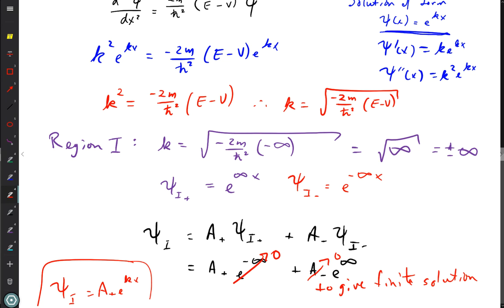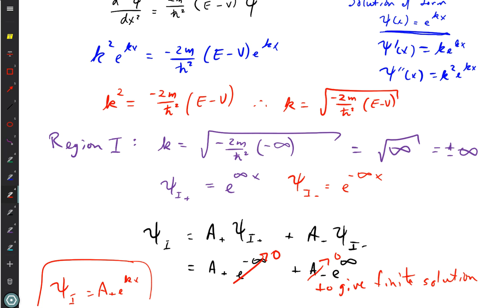A minus has to be 0 because it's multiplied by infinity. You can't have a function that doesn't go to infinity if you have a constant multiplied by infinity. Okay, so we're assuming it cannot go to it. Right, that's a fundamental rule for a wave function. It has to be a function that is analytic, doesn't have infinities in it.